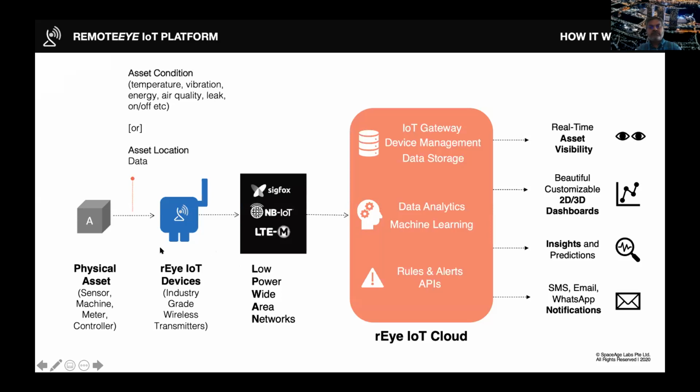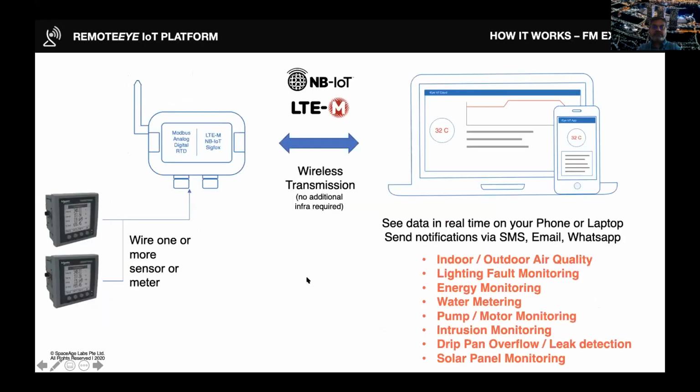So how does this work? On the very left side, you have probably your asset, which is a sensor or a machine or a meter or a PLC or a controller. You either get the asset condition or location using our device, which is connected to that asset. And then we transmit the data over networks such as NB-IoT and LTE-M to our cloud. So our cloud is the main engine which stores all the data, which lets you manage all our devices in the field. It lets you run algorithms. And then, of course, if you want to share the data with other software, which was another point, we have APIs readily available for you to quickly do that. So that is quickly an architecture, and we'll see how it works.